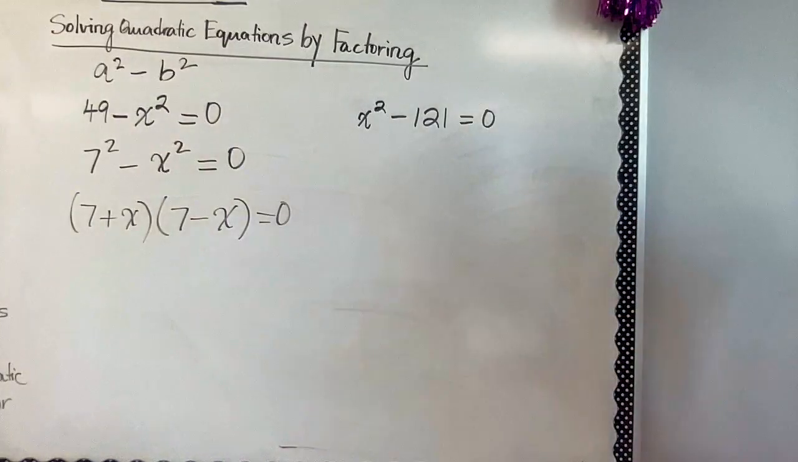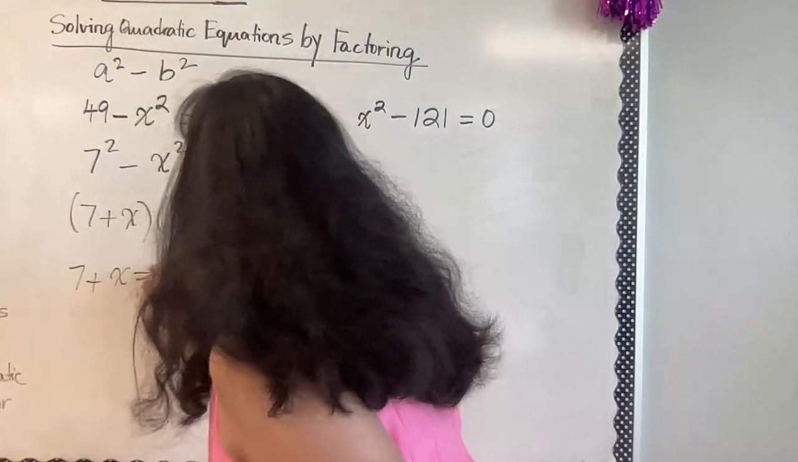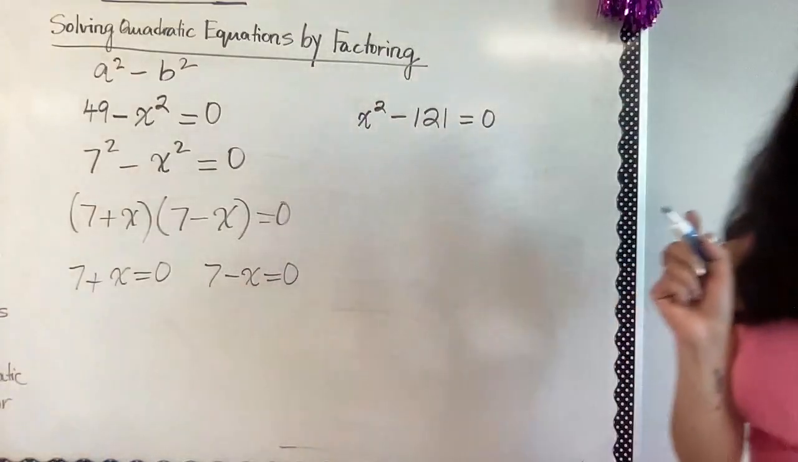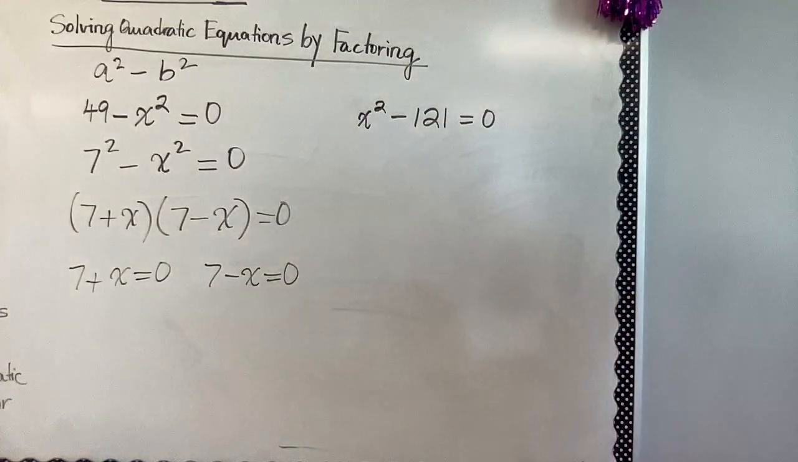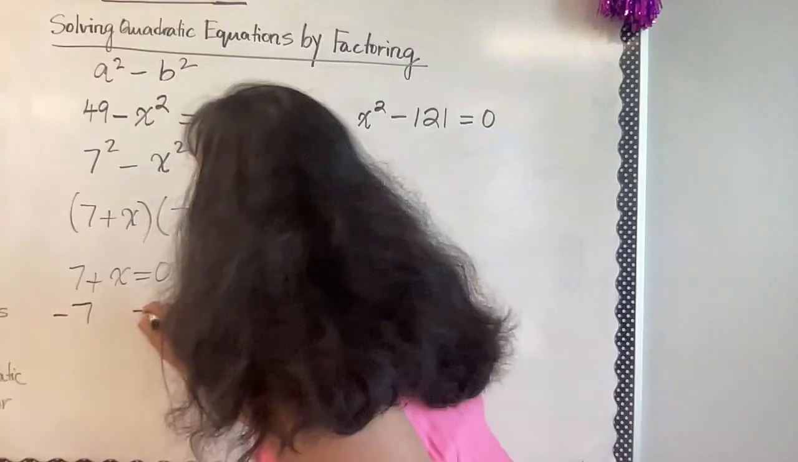And then I'm going to use the zero product property. 7 plus x is equal to 0. 7 minus x is equal to 0. And so in the first case, I am going to subtract 7 from both sides.